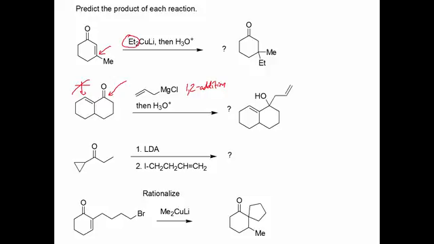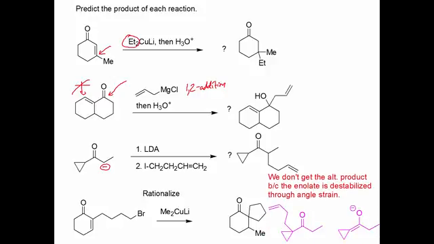This one is just making an anion and alkylating it. So we're going to alkylate here, and that should be our product. We don't get the other product because we're not going to make very much of this enolate here. There's a lot of angle strain when you make a carbon in a 3-membered ring sp2.